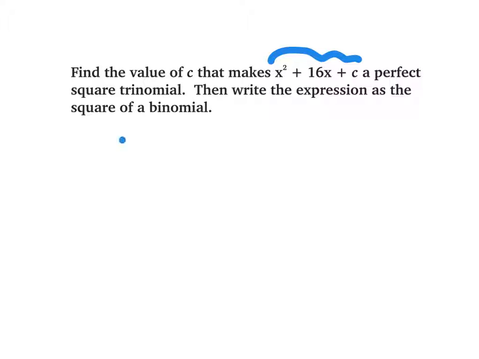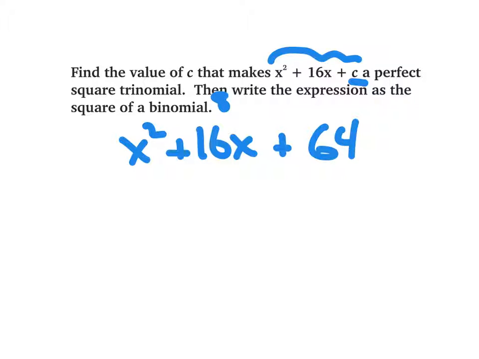So here's the pattern, here's what we're going to do. The way you get the c to make it a perfect square is this: you take half the middle term and square it. That's why it's called completing the square. So I'm going to take half of 16 and square it. Half of 16 is 8. If you square 8, you get 64. That's called a perfect square trinomial.